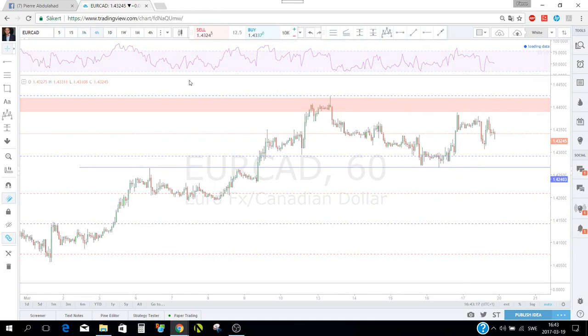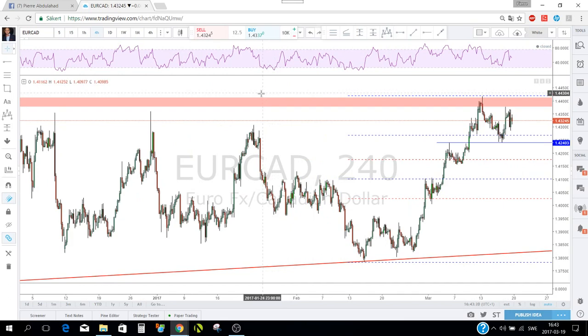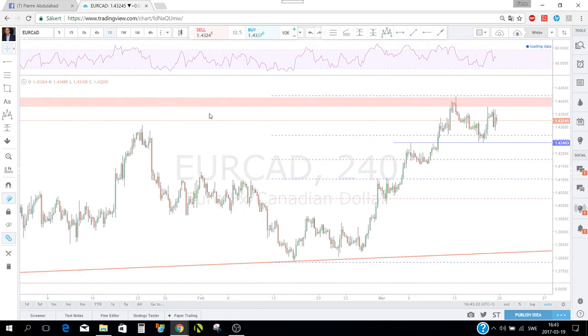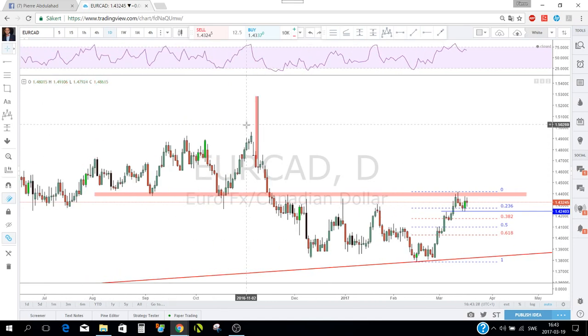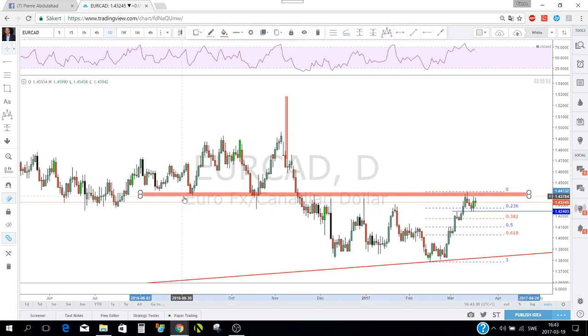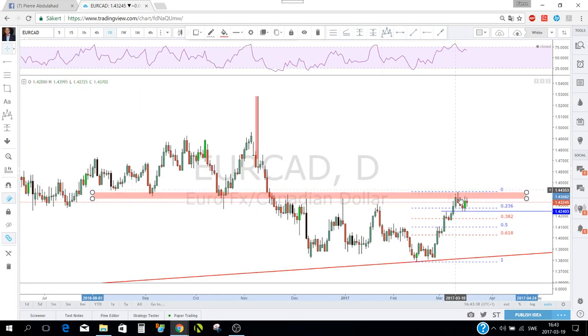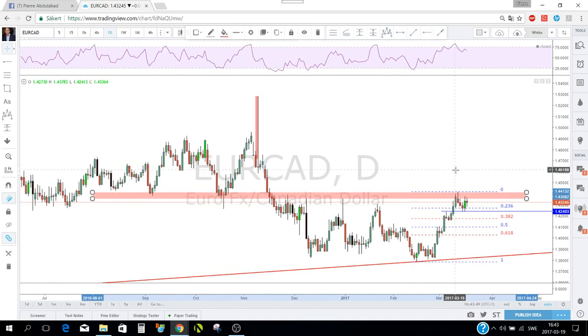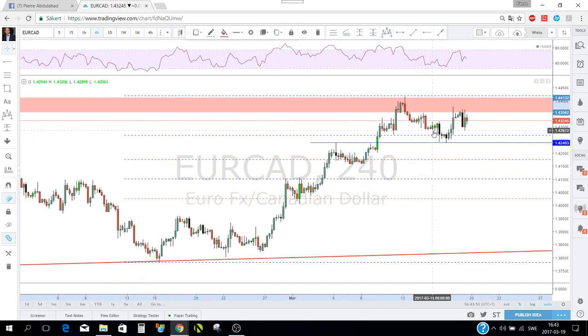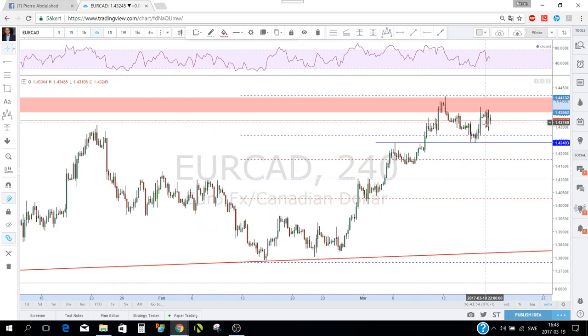EuroCAD back on the watch list, guys, since I wasn't trading this pair for a while now, but now we had some very good moves on this pair, and we see that price came up to this old structure here and halted for a while, and got rejected to the downside, and it looks like it was trying to make another push to the upside last week, and on Friday it got rejected a little bit back down.